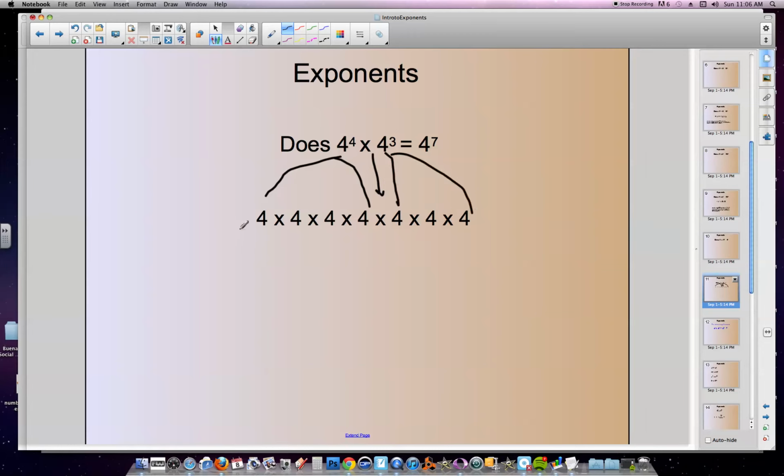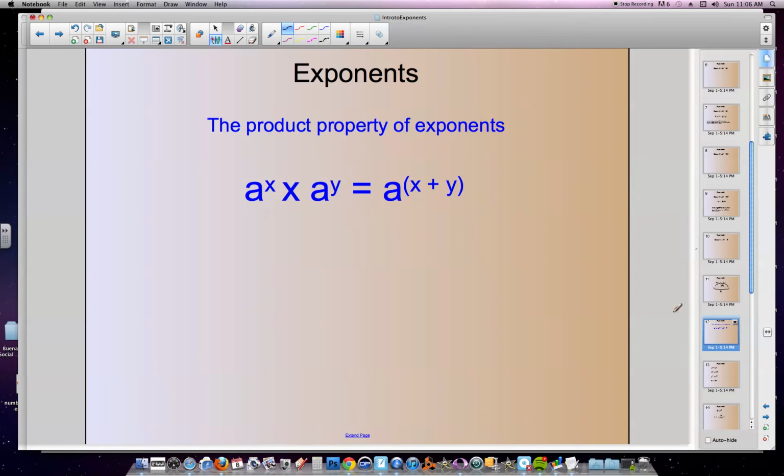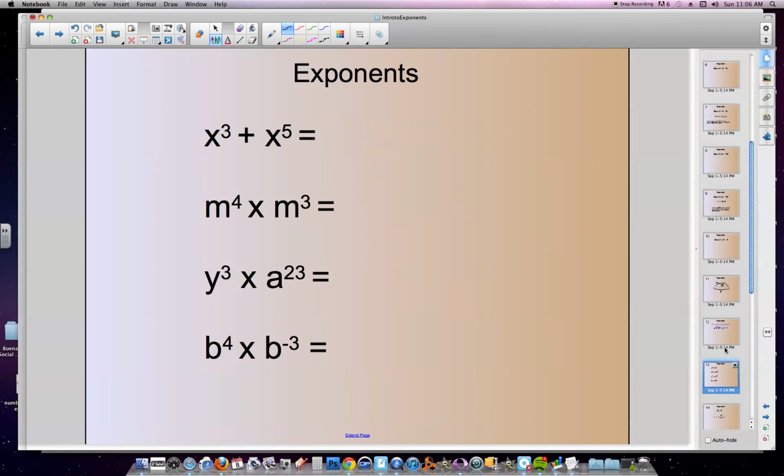And we can visually see what's actually happening here: 4 is just being multiplied by itself 7 times. This is actually a property that says, hey, if we have some number raised to some power, and we multiply it by that same base raised to some other power, we can just add the total number of times that base is being multiplied by itself. And I give some examples.